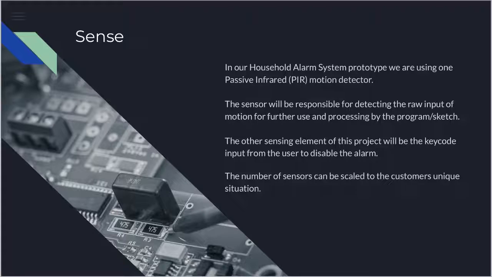Sense. In our household alarm system prototype, we are using one passive infrared motion detector. The sensor will be responsible for detecting the raw input of motion for further use and processing by the program/sketch. The other sensing element of this project will be the key code input from the user to disable the alarm. The number of sensors can be scaled to the customer's unique situation.